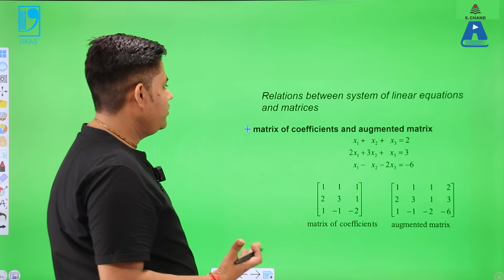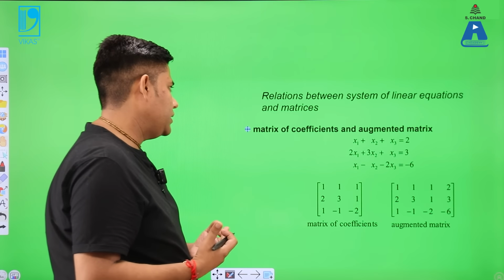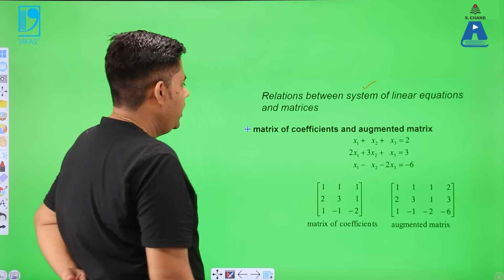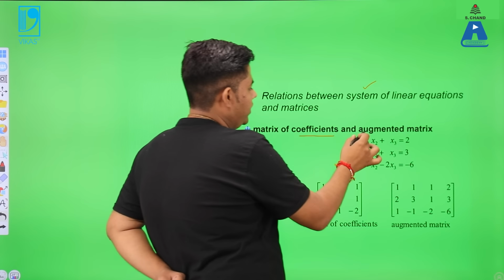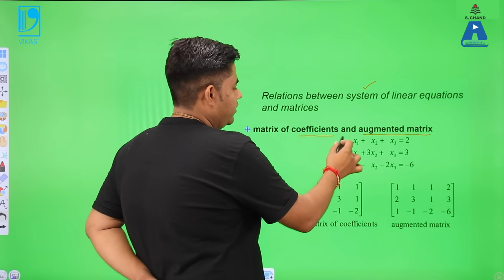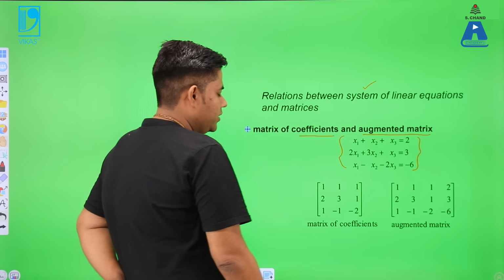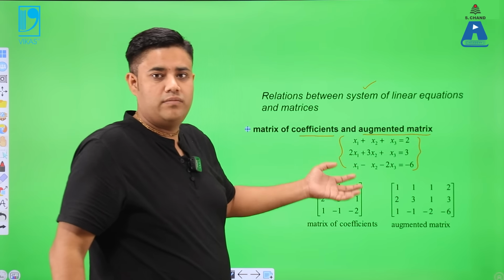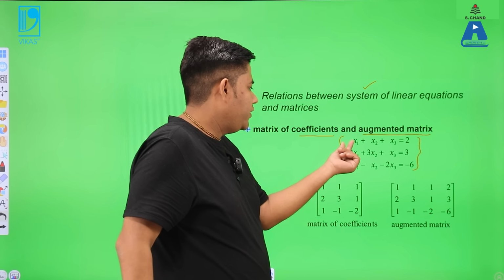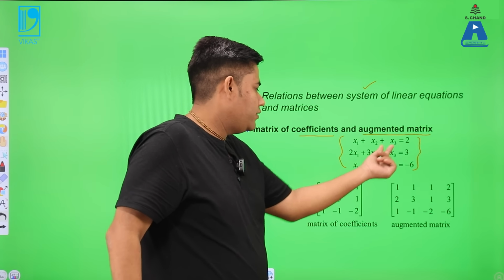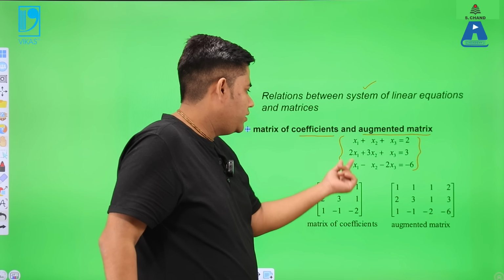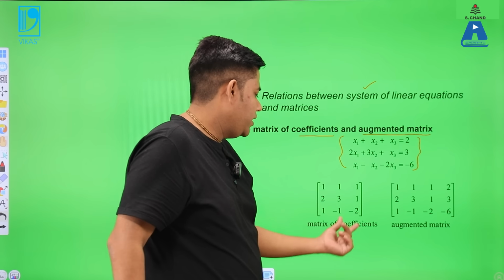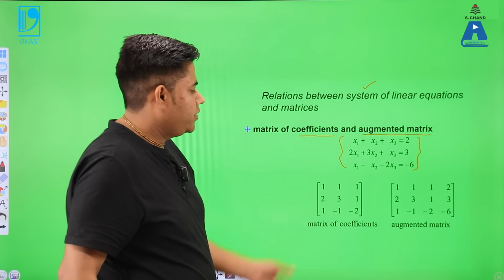Then there is a particular relationship that I was talking about, a relationship between systems of linear equations and matrices, and you have a coefficient matrix and the augmented matrix. Let's say you have this equation, and if you want to convert this equation in terms of a matrix, you have this coefficient 1, this coefficient 1, this coefficient 1. This can be written as 1, 1, 1, then 2, 3, 1, then 1, minus 1, minus 2. This would be the coefficient matrix.